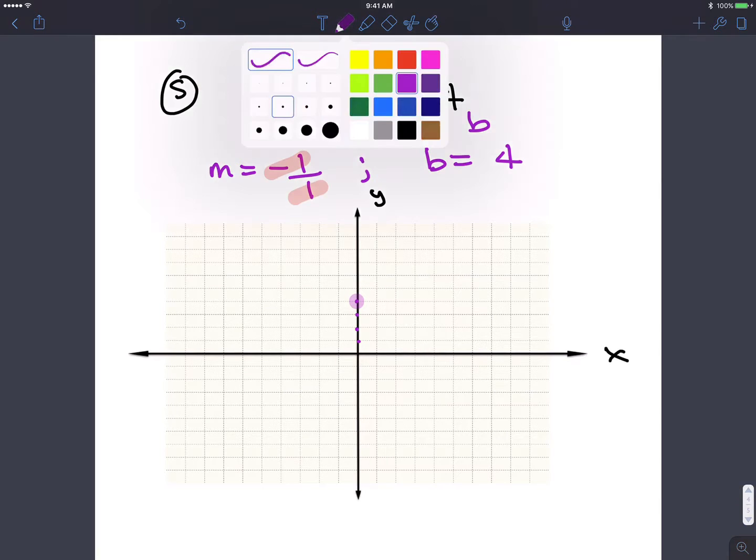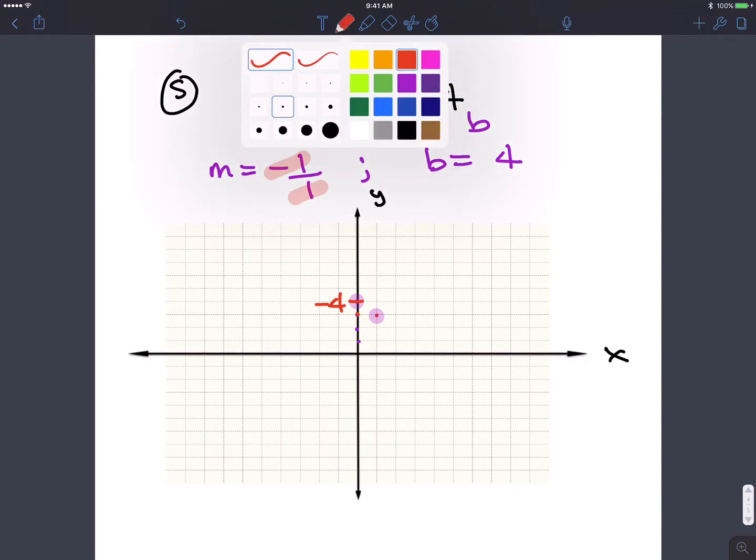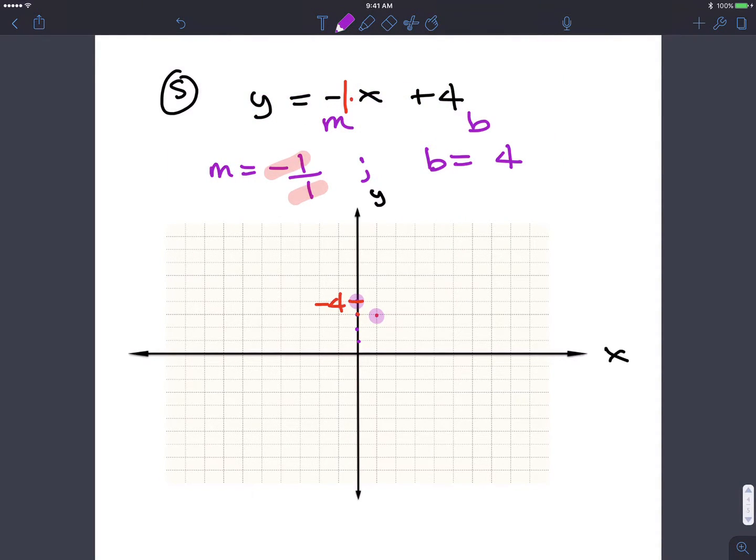From this y-intercept, so if you like, label here your 4. Now go down 1 and to the right 1. This is the location of your second point. We can now draw our line. We got 2 points here. This is line 5.